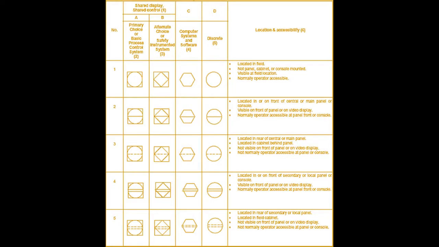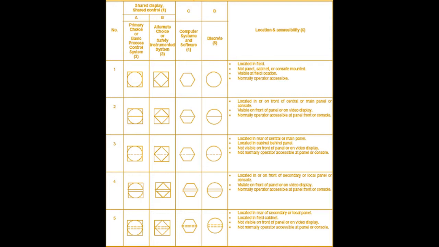In column A, we have the Primary Shared Control System, or DCS, the Basic Process Control System, BPCS. In column B, we have Alternate Shared Control Systems, or PLC, Safety Instrumented Systems, SIS. In column C, we have Computer Functions and Software, High-Level Control System, or HLCS. In column D, we have Discrete Primary Elements, Discrete Transmitters, Discrete Switches and Indicators, Discrete Transducers and Relays, Discrete Hardware Controllers, Discrete Final Control Elements, and Discrete Control Valves.